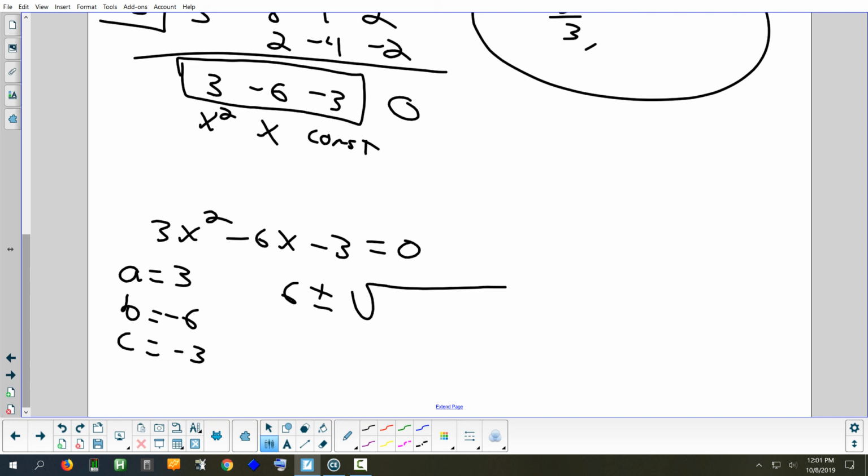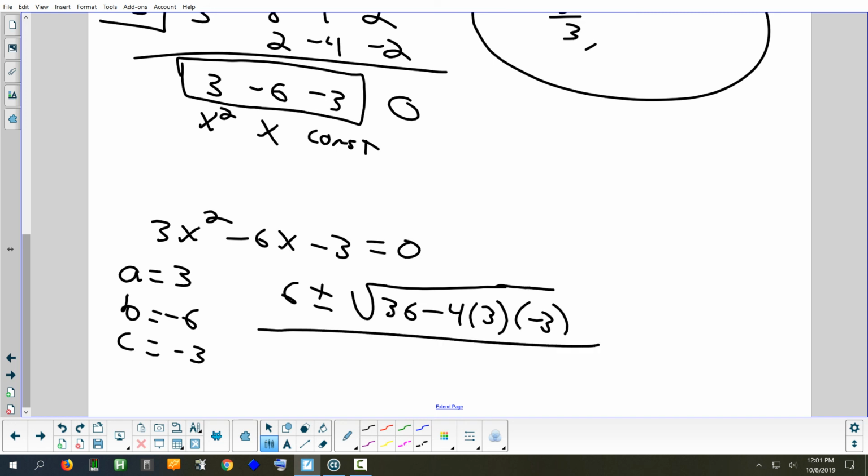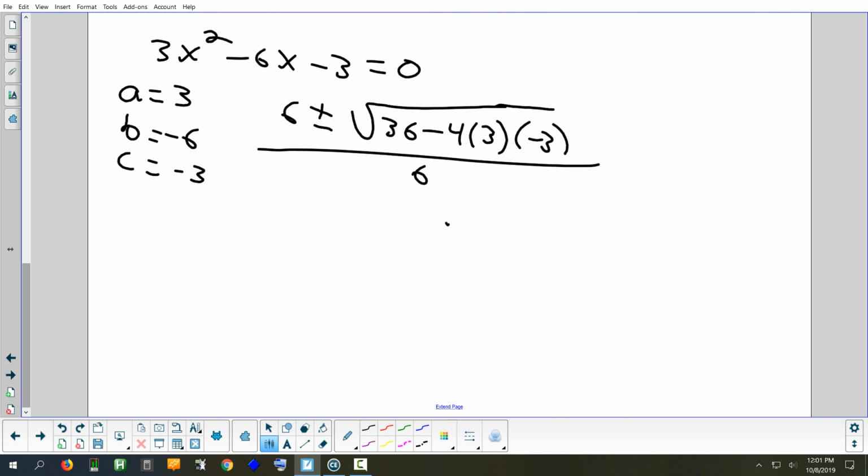So -b plus or minus what comes next? Square root of b squared. Yep. It's 4 times 3 times -3. 4 times A times C. Okay. Divided by 2 times 3. 6. So when we simplify that, those are my other two roots. 6 plus or minus, minus a minus becomes a plus. It's 12, 36. So 36 plus 36. 72 over 6.